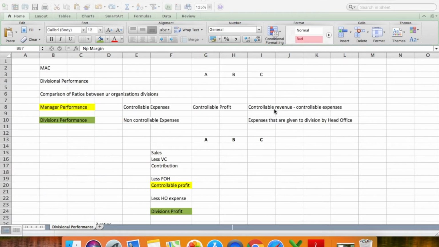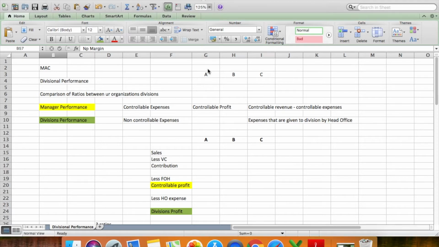Hi, so today the topic is divisional performance in management accounting. How would we calculate divisional performance within an organization? Divisional performance is basically a comparison of ratios between an organization's divisions. We can use ratio interpretation or financial analysis for calculation or comparison of ratios between the divisions in an organization.